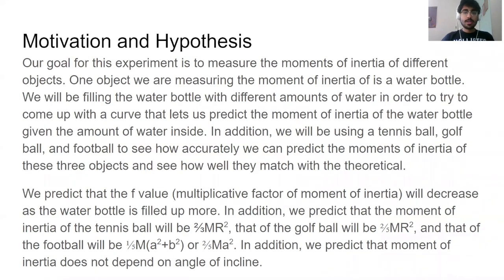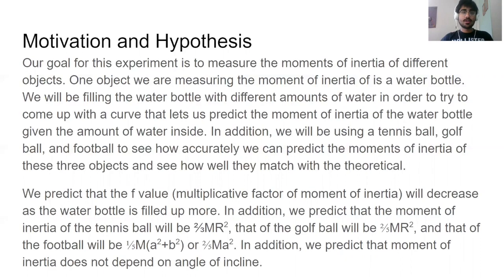So in this experiment we will be testing various properties of moment of inertia, which can be defined as a qualitative measure of objects' rotational inertia. In particular, we wanted to know how an object's theoretical moment of inertia matches up with its experimental values, how the moment of inertia is affected by the angle of incline that the object is rolling down, and also how the mass distribution within an object affects its value.